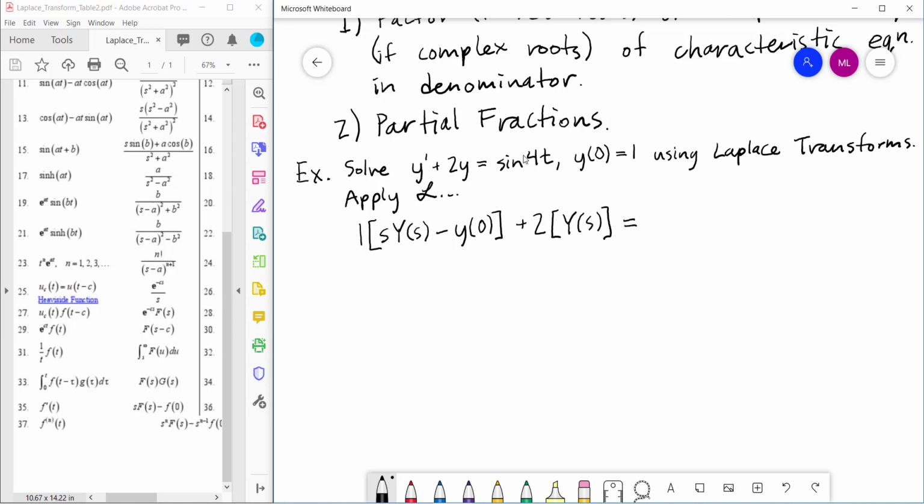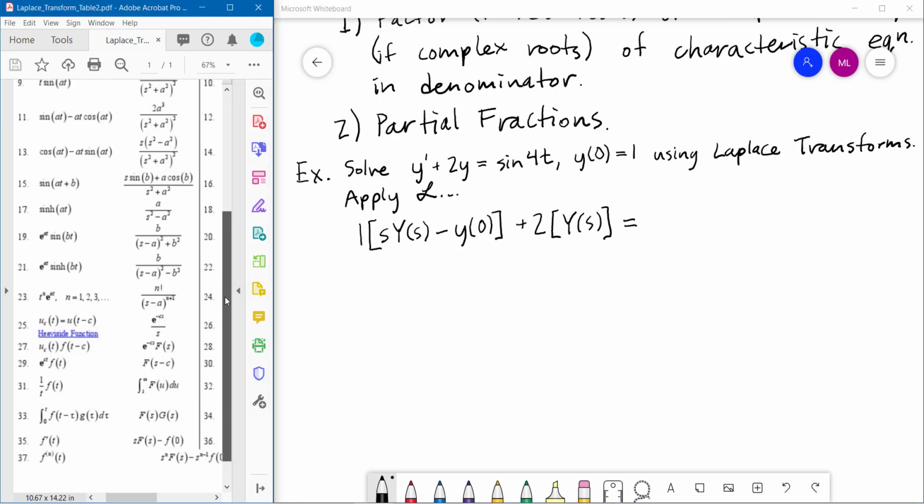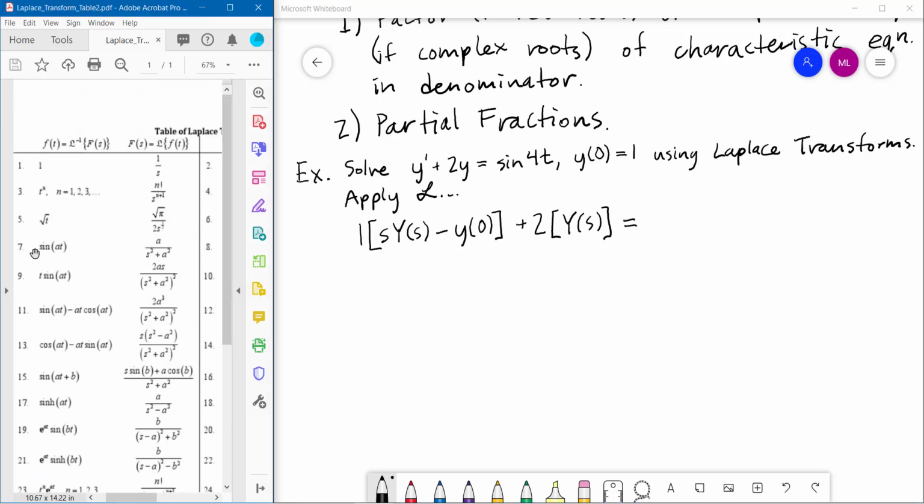And then on the right-hand side, what is the Laplace transform of sine of 4t? And so I have to go to my table here and say, okay, up here at the beginning, here's what sine of at looks like. So sine of 4t, all I need to do is replace the a with the number 4. And I will wind up with 4 over s squared plus 16, but I'll just keep it written as 4 squared. It's totally fine. So there's what that looks like.